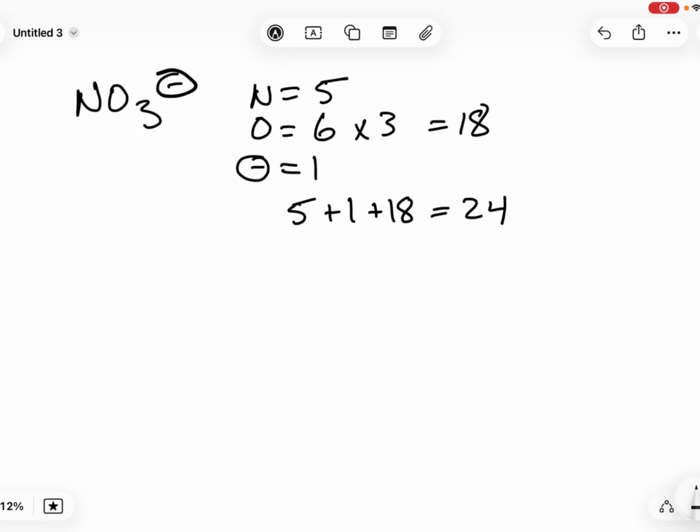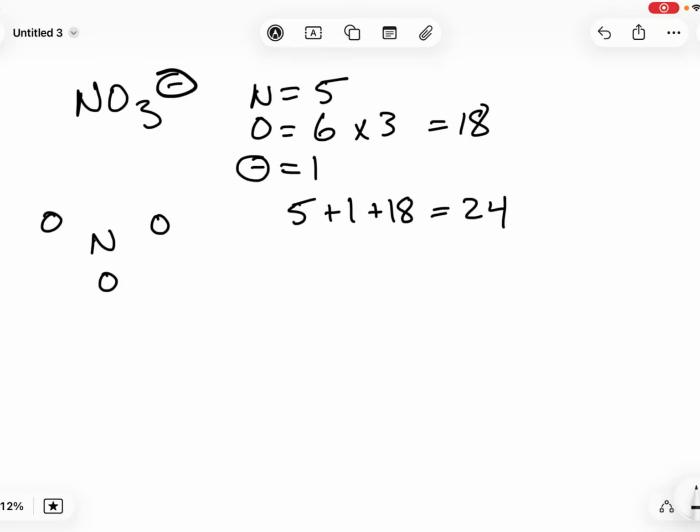That equals 24. So to start distributing the electrons, let's just draw out nitrogen, oxygen, oxygen, oxygen. And initially you might not know that nitrogen is bound to all 3 of these oxygens, but it just takes a little bit of trial and error to keep drawing the electrons in until you get it right.